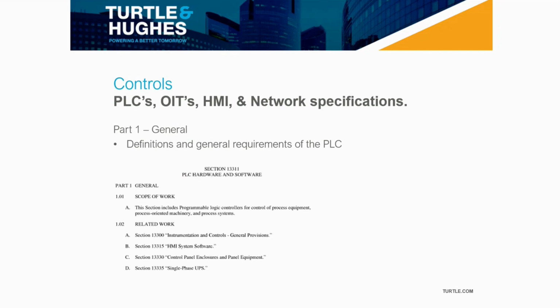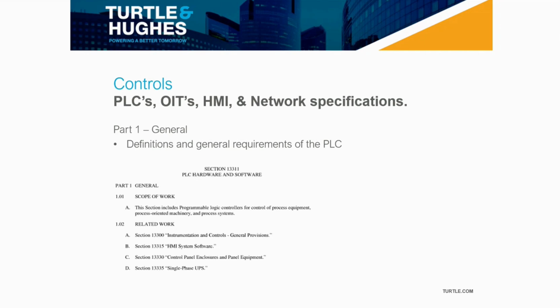All right, so let's dig into it a little bit deeper here. Let's take a look at this controls page. Like I said, each portion of a spec is typically divided up into those sections, and typically within that subsection, there's going to be three main areas. The first is your general section. This is going to be defining your scope of work, the related work, the standards used, the definitions of terms. It's going to give you the overall picture of what's going to be required, in this case for the PLC hardware and software.